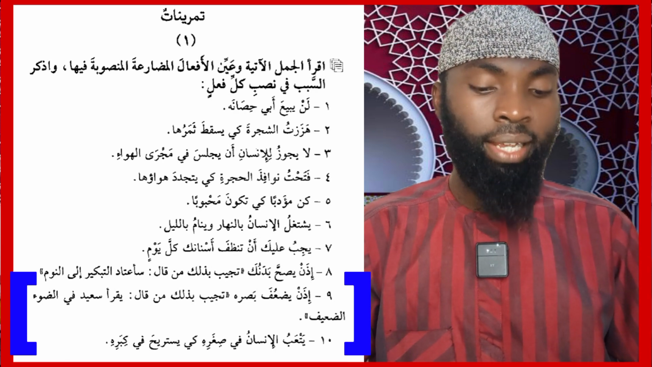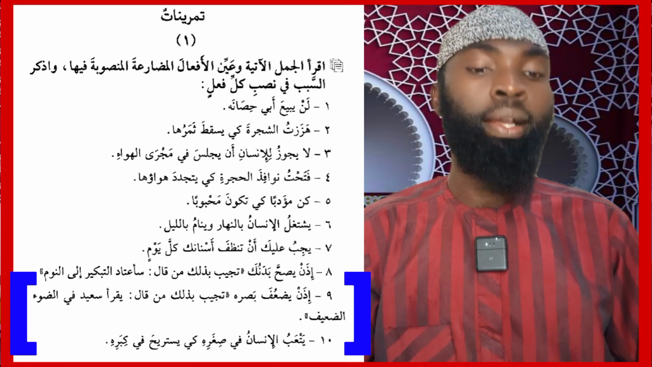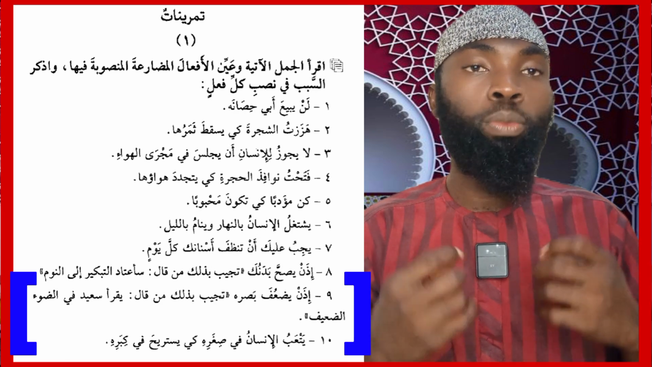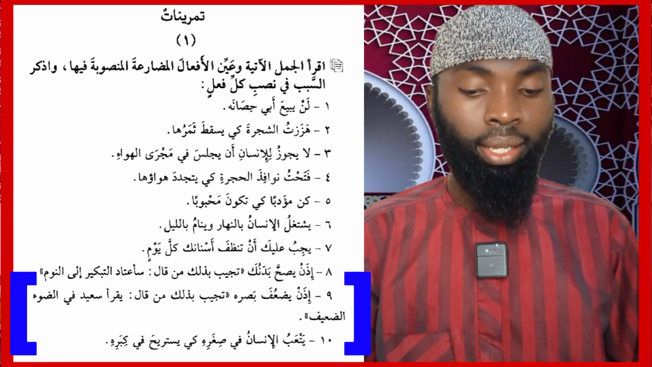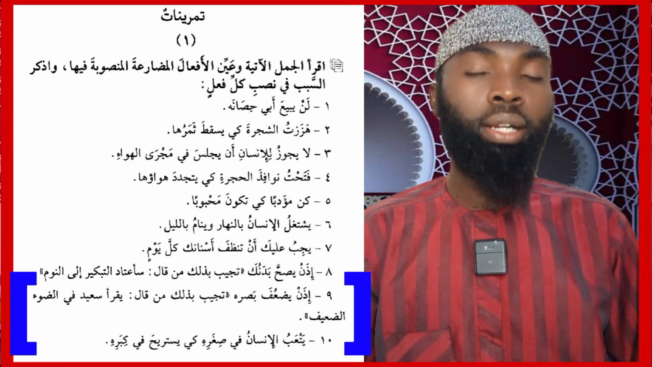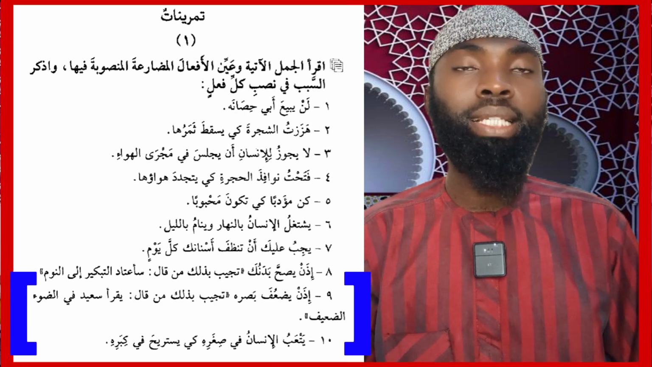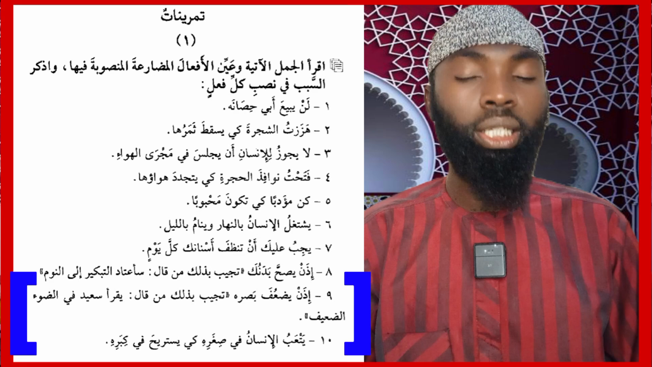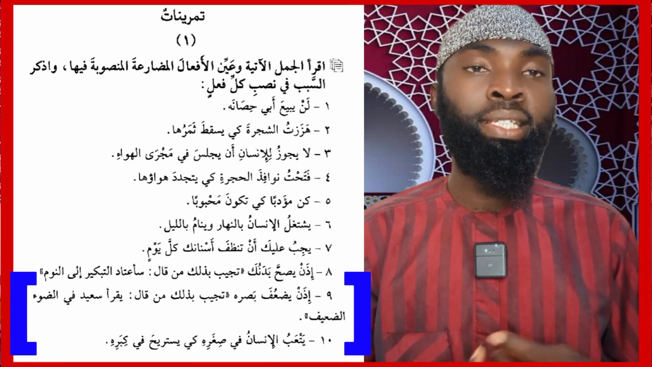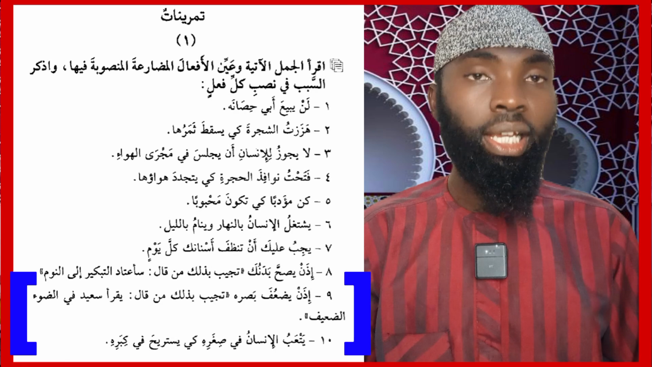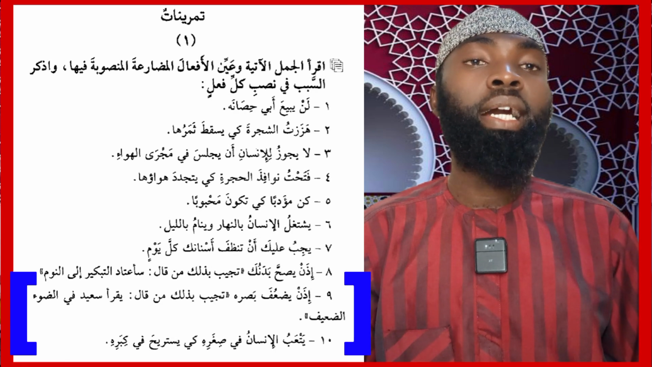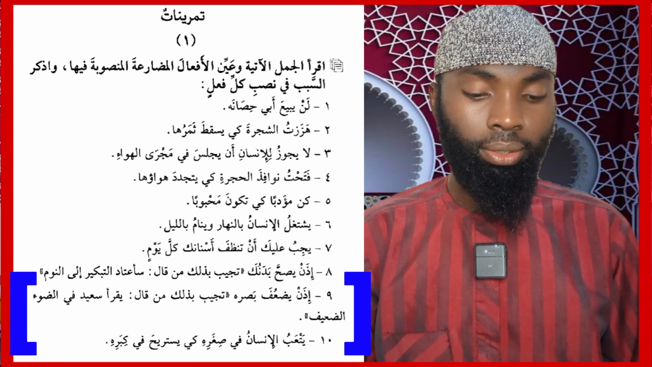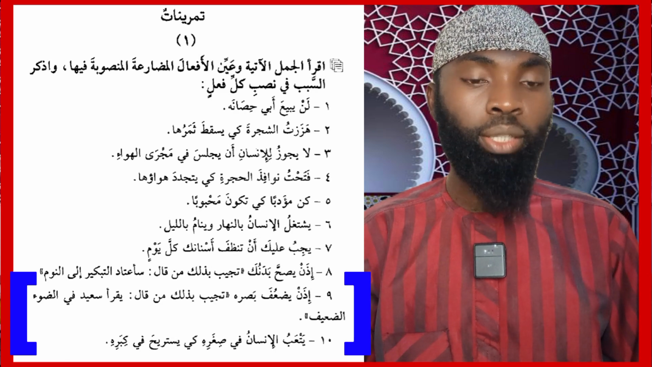Number nine, we have idhan yad'ufa basaruh, hence his sight will become weakened. You use this to respond to anyone who says yaqra'u sa'idun fi daw'il da'if. Sa'id reads in the dim light. Yad'ufa is the fi'l mudari, and idhan is the particle that makes it change to yad'ufa.